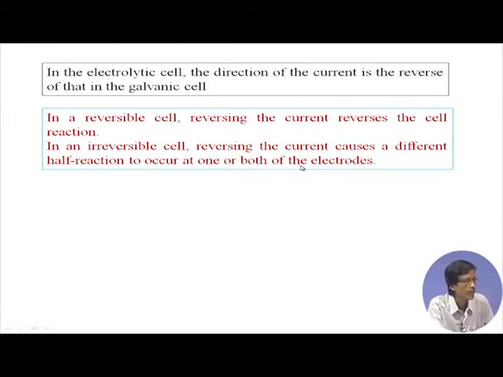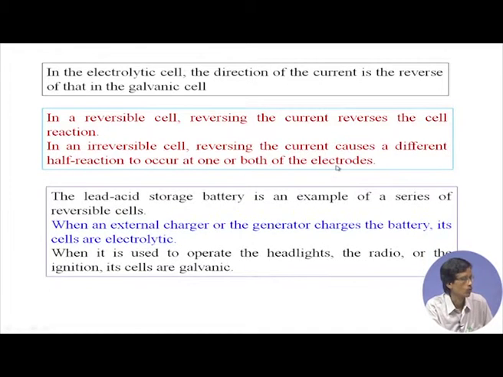We can reverse the direction of the current passed to the two electrodes, but if it is an irreversible cell, we will not get the same reaction we expect for a reversible cell, but a different type of reaction. That means the course of reaction will be different at least for one electrode, or sometimes for both electrodes.